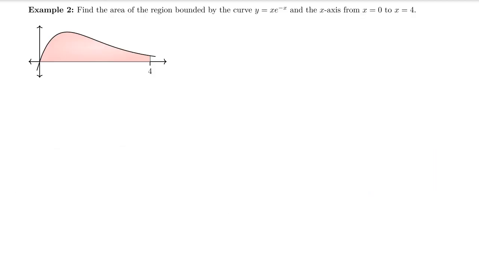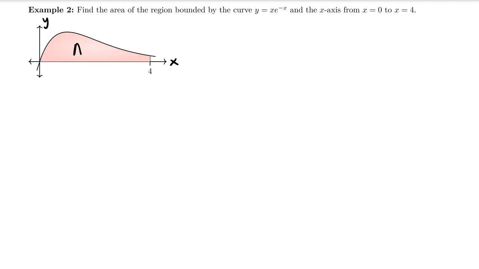Example 2 says find the area of the region bounded by the curve y equals x times e to the negative x and the x-axis from x equals 0 to x equals 4. What's nice here is that we have a picture already included. Here's our y-axis, here's our x-axis, and we are trying to find the area of this shaded red region that's underneath our curve and bounded by the x-axis and the lines x equals 0 and x equals 4.